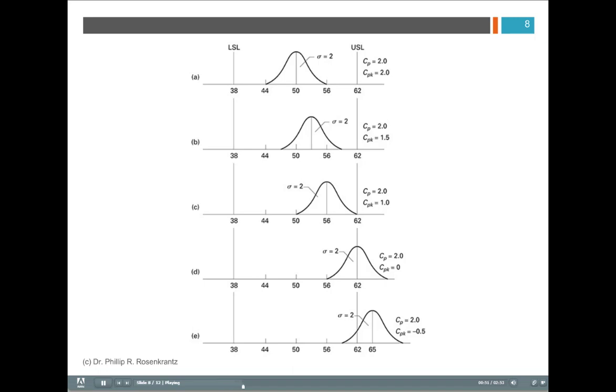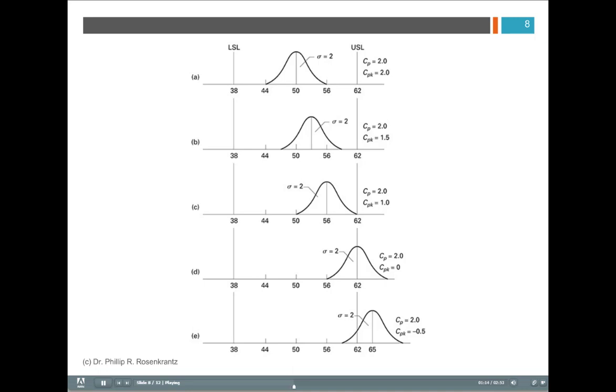Now if we look at distribution B, we see that the mean is shifting a little bit to the right. The standard deviation is still 2. So CP continues to be 2 because the location doesn't affect it. But as we get closer to the upper spec limit, CP upper starts to drop and it becomes 1.5.